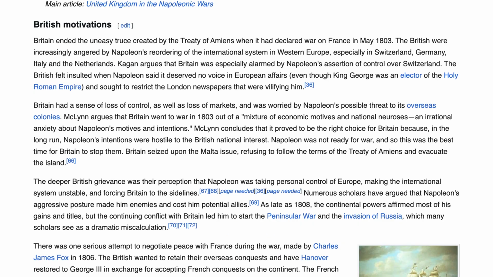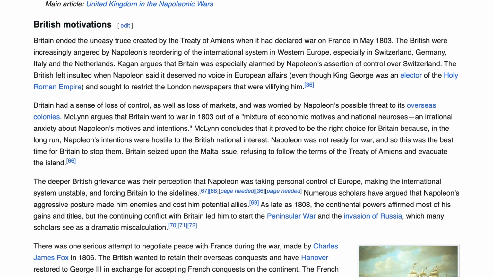British motivations. Britain ended the uneasy truce created by the Treaty of Amiens when it declared war on France in May 1803. The British were increasingly angered by Napoleon's reordering of the international system in Western Europe, especially in Switzerland, Germany, Italy and the Netherlands. Kagan argues that Britain was especially alarmed by Napoleon's assertion of control over Switzerland. The British felt insulted when Napoleon said it deserved no voice in European affairs, even though King George was an elector of the Holy Roman Empire, and sought to restrict the London newspapers that were vilifying him.